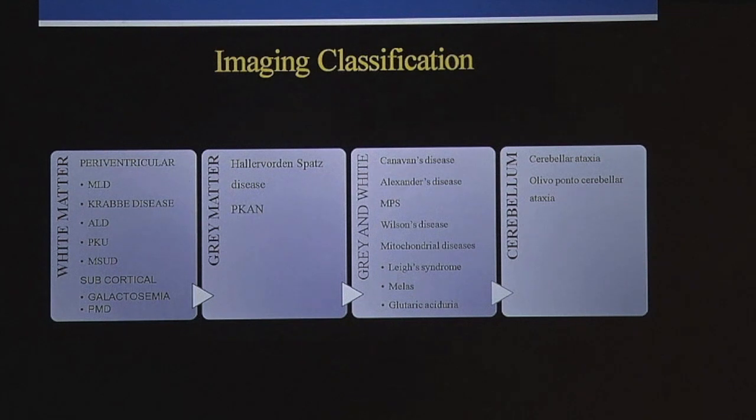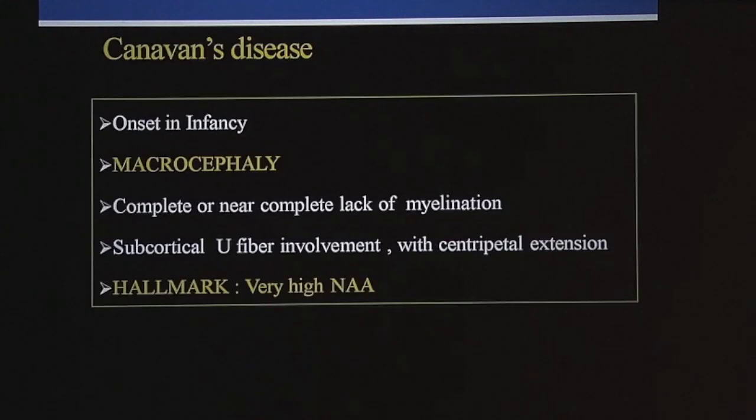So that is about 2 disorders which affect pure grey matter initially and then white matter. We'll now look at 4 disorders which are symmetric and involve grey and white matter equally to begin with. The commonly seen one of these is Canavan's disease.